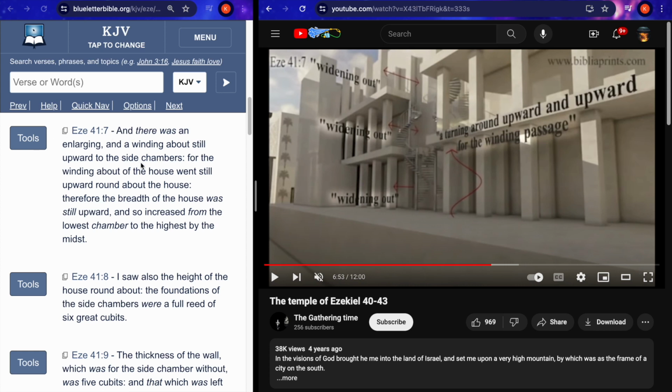So this is Ezekiel 41 and 7. And there was an enlarging and a winding about still upward to the side chambers, for the winding about the house went still upward round about the house. Therefore the breadth of the house was still upward, and so increased from the lowest chamber to the highest by the midst. And so if we take a look here, let me see if the measurements are on here. Okay, the measurements are not on there, but let's just keep taking a look. So you can see some stairs in here, a turning around upward and upward for the winding passage. Widening out, widening out.